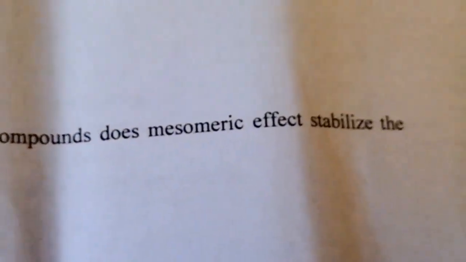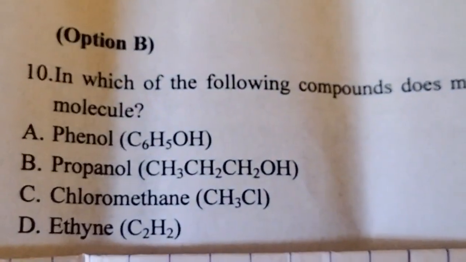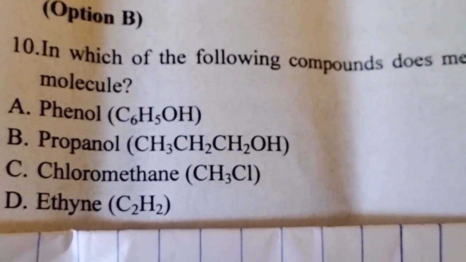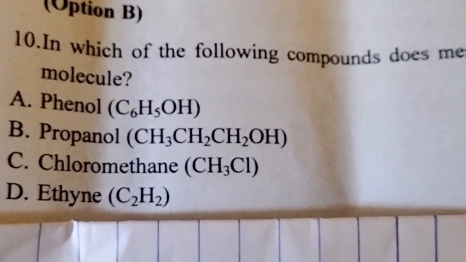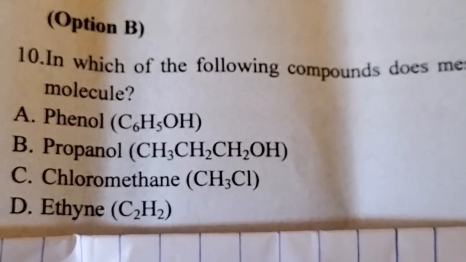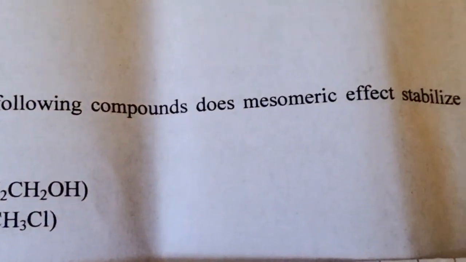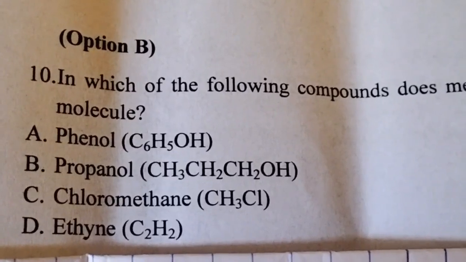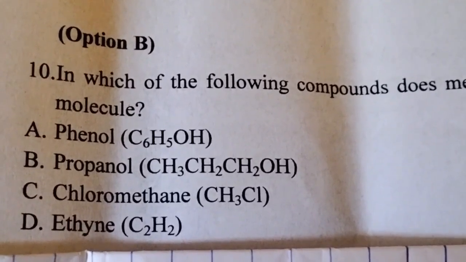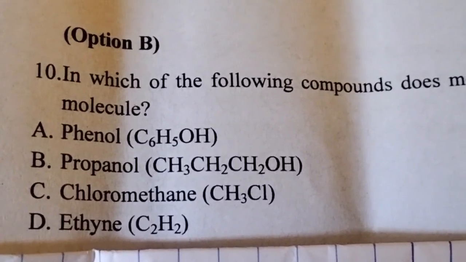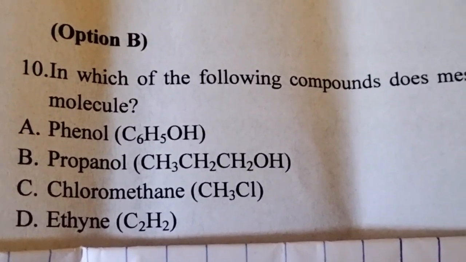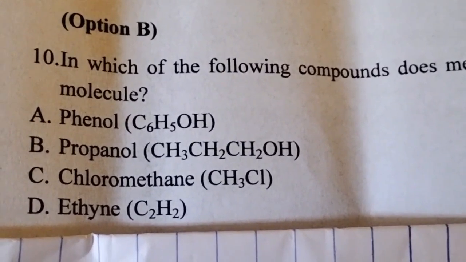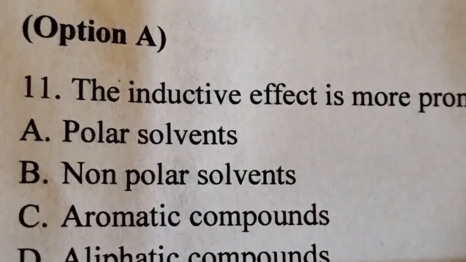Number 10. In which of the following compounds does mesomeric effect stabilize the molecule? A. Phenol, B. Propanol, C. Chloromethane, D. Ethyne. When we talk about mesomeric effect, we cannot eliminate a conjugated system. Among these options, the one that bears a conjugated system is option A, the phenol. So the answer to number 10 is A, because we are going to have mesomerism, shifting of the pi bond.